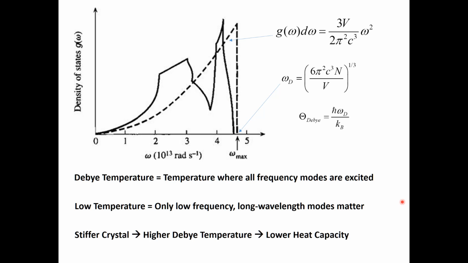A stiffer crystal, just like with the Einstein temperature, results in a higher Debye temperature as well, because the speed of sound is in this expression, and a stiffer crystal will have a higher speed of sound. Okay, think about that for a second.